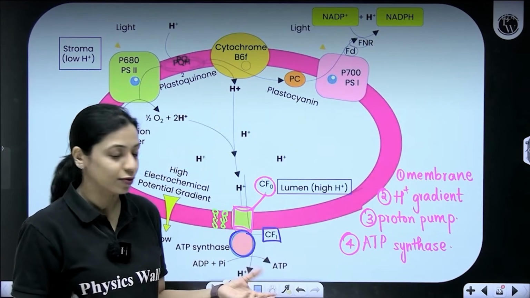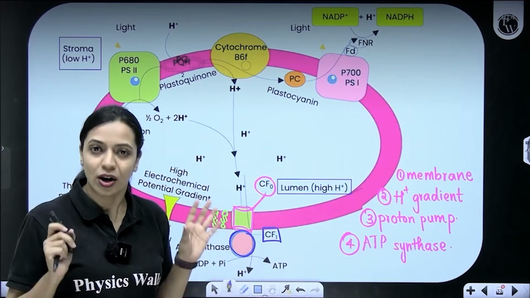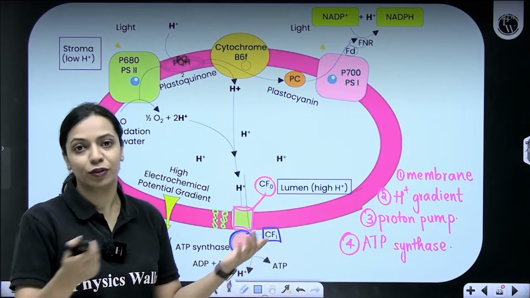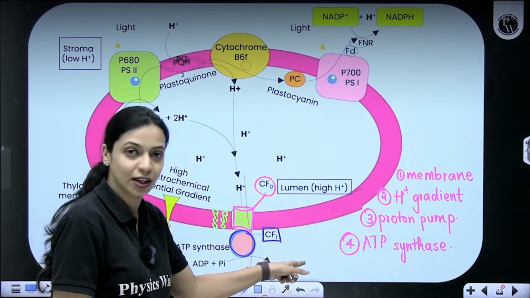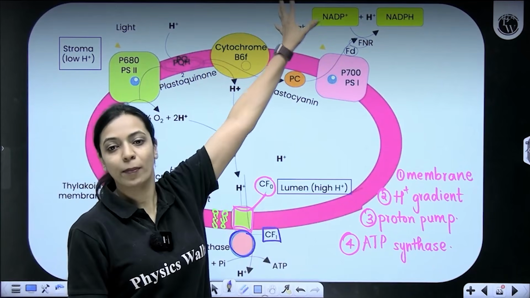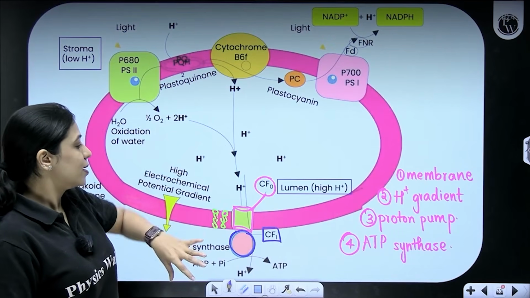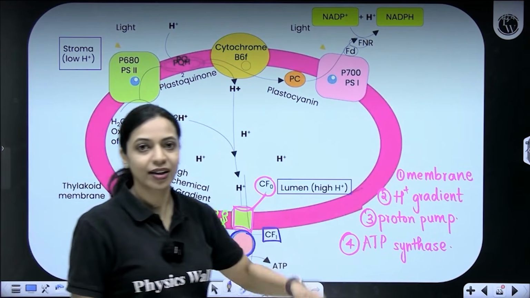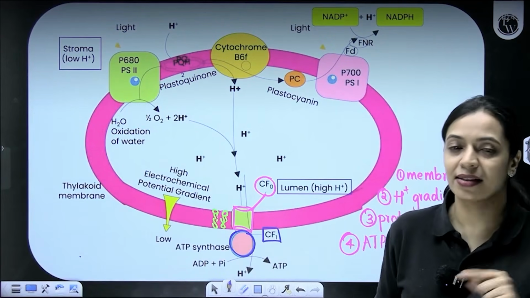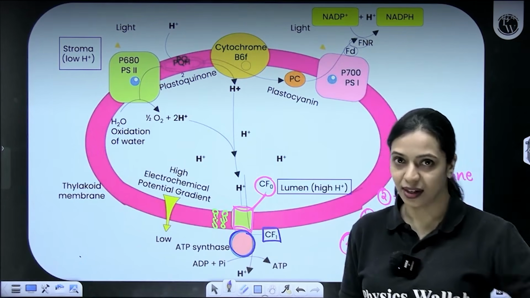Okay, in case you get confused, where is more protons, where is less protons, think about it like this. Where are the products of light reaction required? It's required for the dark reaction. Where is that happening? That's happening in the stroma. So ATP is released into the stroma, NADPH is forming inside the stroma so that they can be used up in the dark reaction. Okay, so this is what the chemiosmotic hypothesis is all about, and this explains how ATP is synthesized during the light reaction.